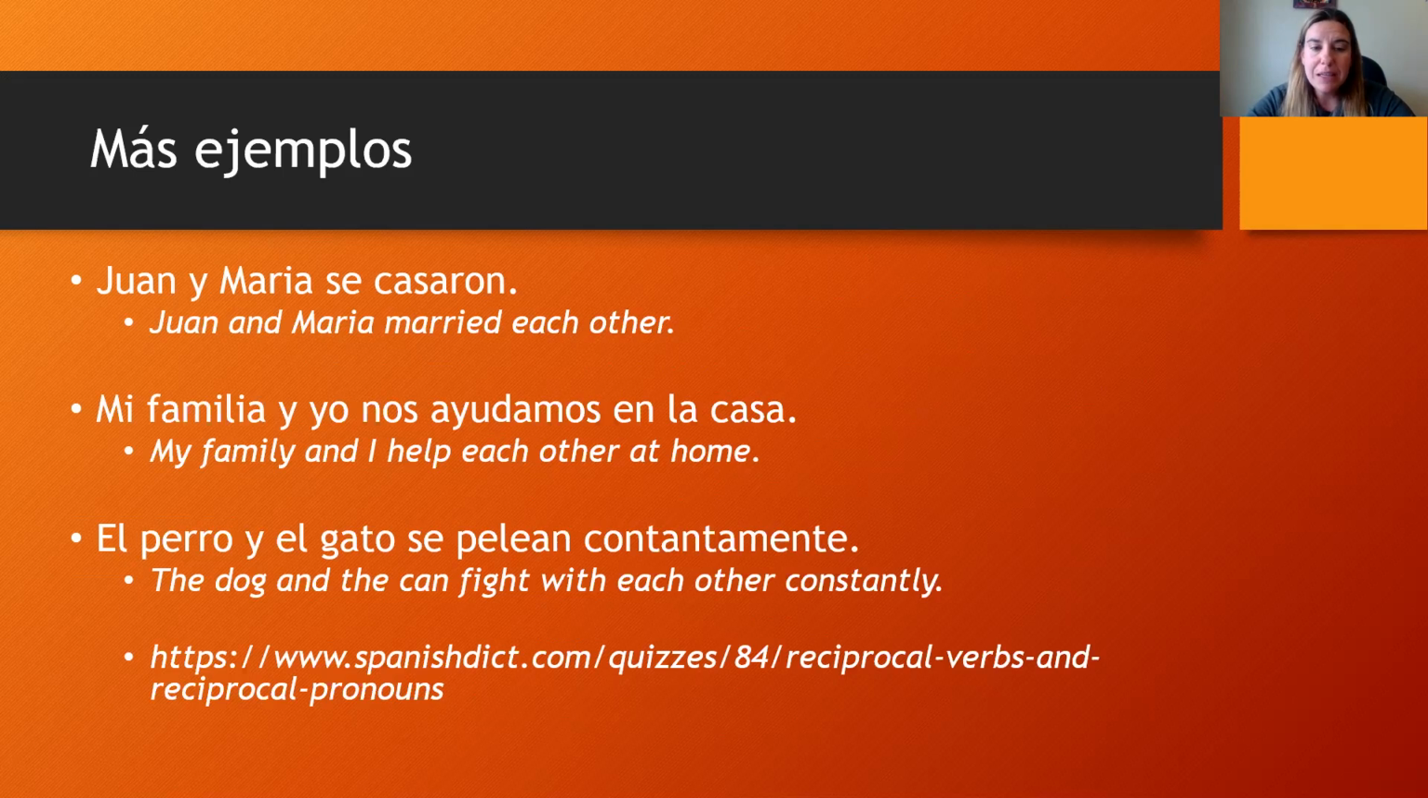El perro y el gato se pelean constantemente. There's a typo in that. It should be constantly, not constantemente. Constantemente. El perro y el gato. They fight constantly. Se pelean. So pelear, the verb, conjugated for ellos, the cat and the dog. They fight with each other. Okay. Hopefully you get it. I'm just going to stop explaining now.